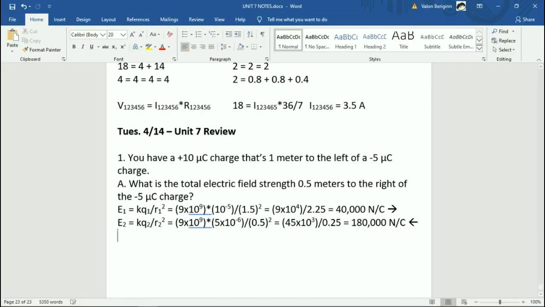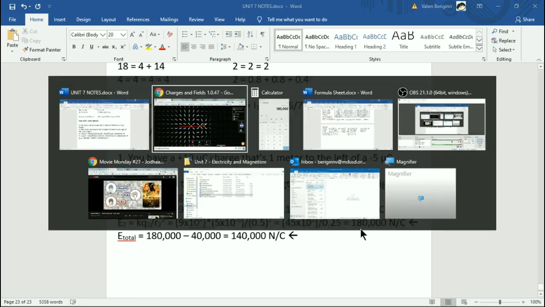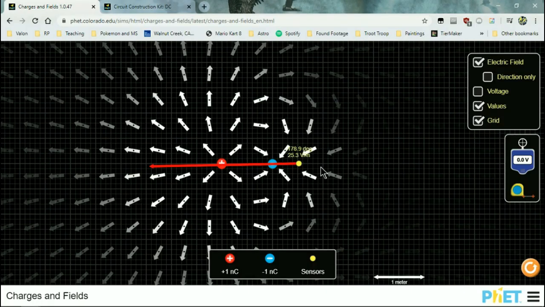So the total field, they're in opposite directions. This one's bigger than this one. So the total is going to be 180,000 minus 40,000, and therefore the total field strength is going to be 140,000 newtons per coulomb to the left. Now again, we can't really see that from the numbers here.